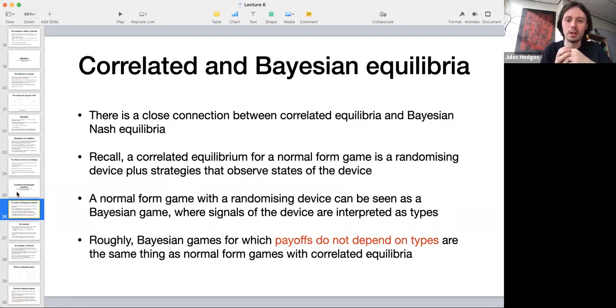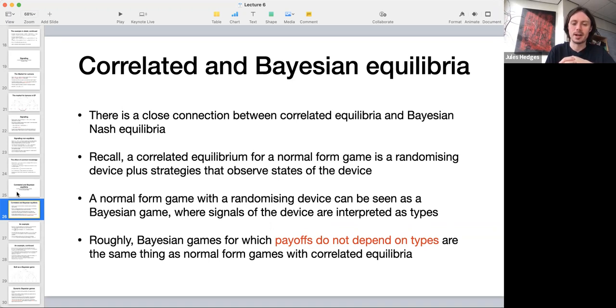So if you recall, a correlated equilibrium for a normal form game consists of a randomizing device, a way for the players of sharing a joint source of randomness, plus strategies for the players that can observe states of the device. Now, a normal form game equipped with a randomizing device can be turned into a Bayesian game where the signals of the device are interpreted as types of the players. So under this correspondence, roughly, Bayesian games for which payoffs do not depend on the types are the same thing as normal form games with correlated equilibria.